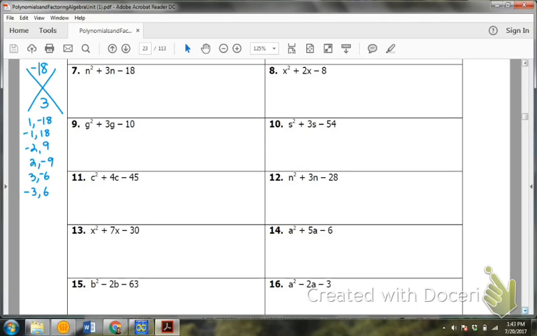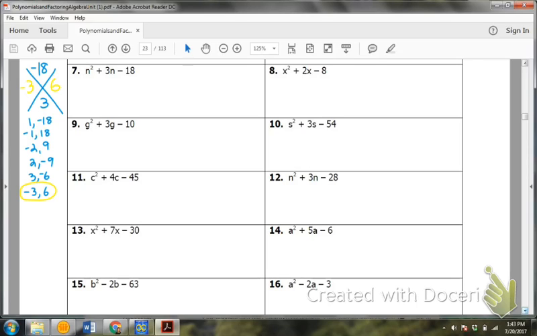So which of these pairs, when I add them together, don't shout it out, gives me a positive 3? Someone who I have not heard from yet today. Ryan? Ryan says negative 3 and 6. Does anybody have a different answer? What do you think? If you add 3 plus negative 6, what do you get? Or negative 6 plus 3, what do you get? You get a negative 3, because the 6 is bigger, right? So we do want this one. Okay, so we're going to use negative 3 and 6.